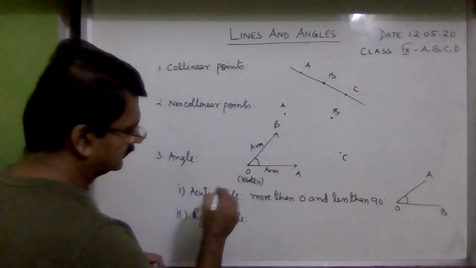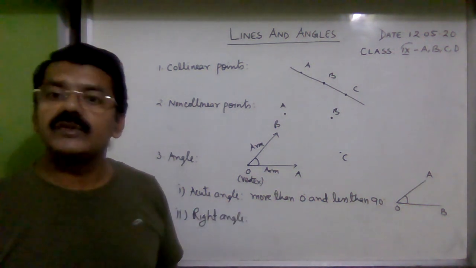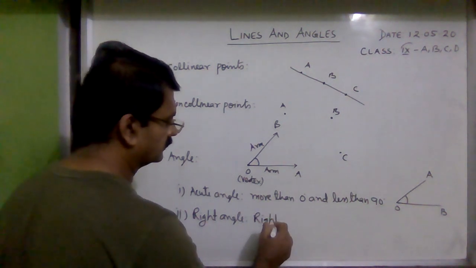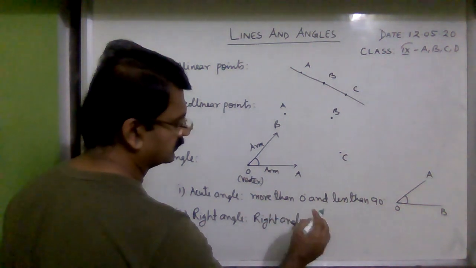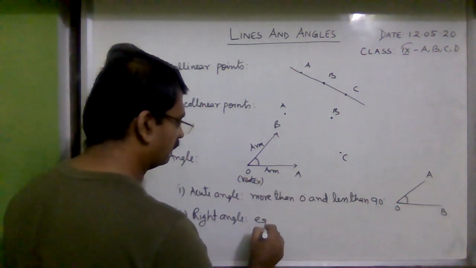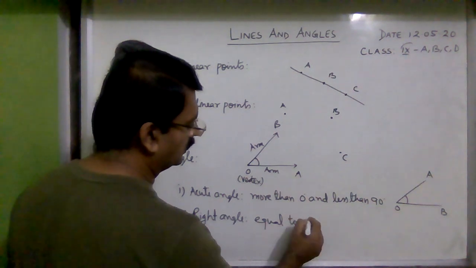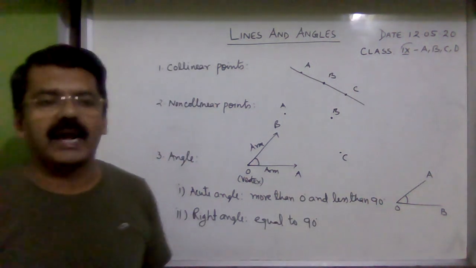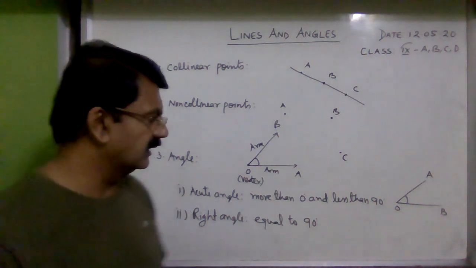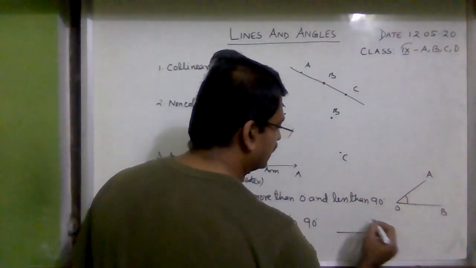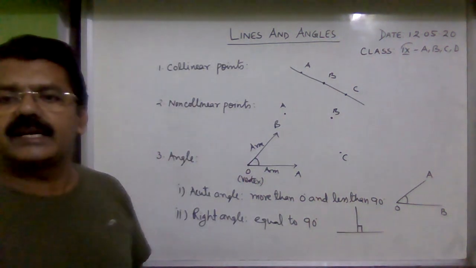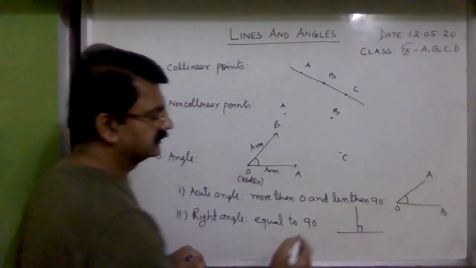Now the next is right angle. Right angle is an angle which is equal to 90 degree. If an angle is equal to 90 degree, then it is called a right angle.